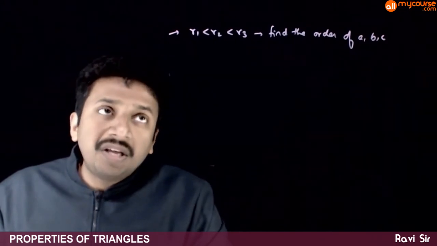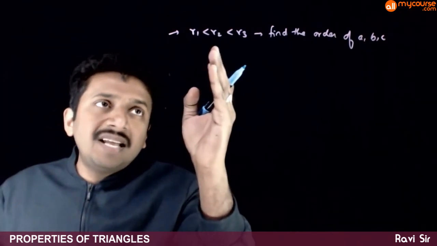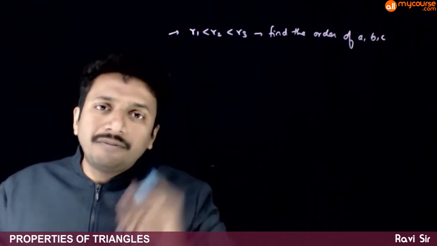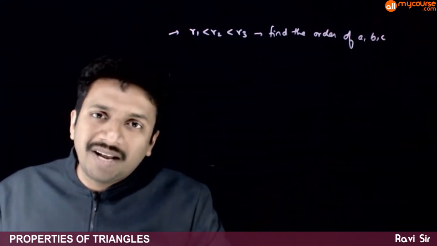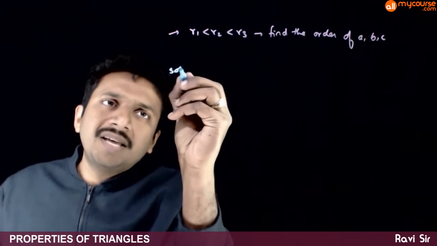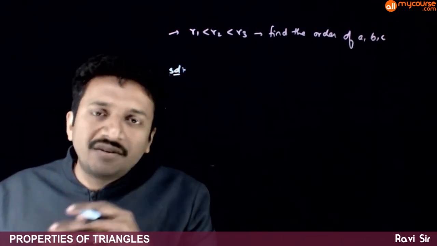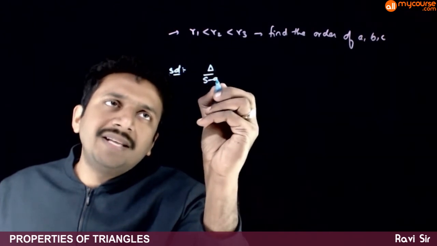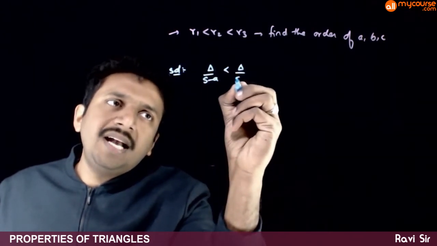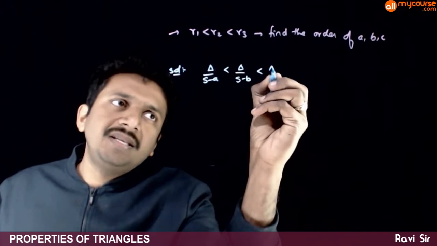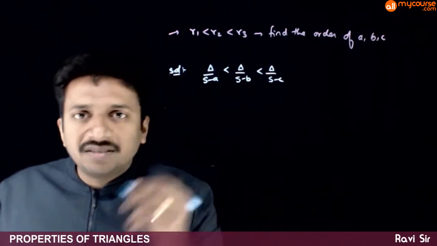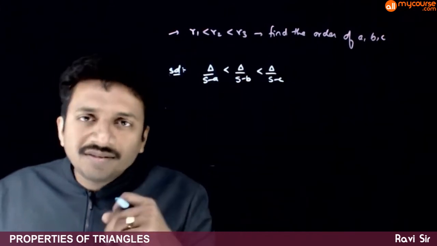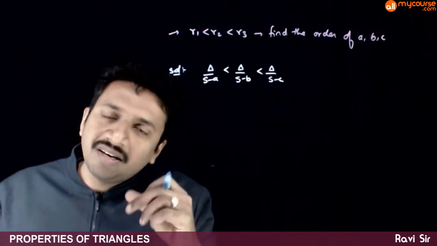So in this question you're given that R1 is less than R2 is less than R3. If this is so, find the order of the sides of the triangle. Second, this can be very easily done using the basic formula. So R1 is nothing but delta by S minus A, is less than delta by S minus B, is less than delta by S minus C. So all the quantities are positive. So if I reciprocate all this, the signs of the inequality reverse.